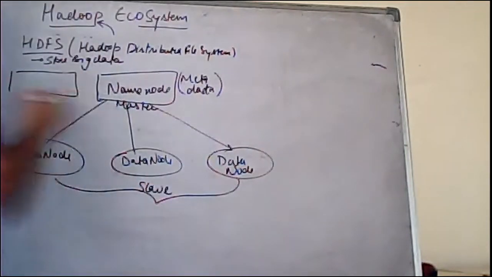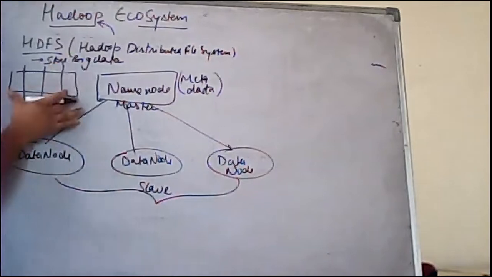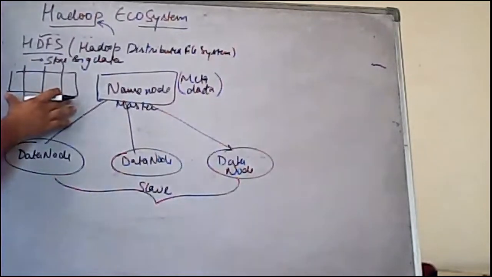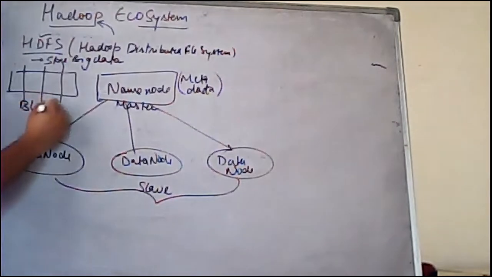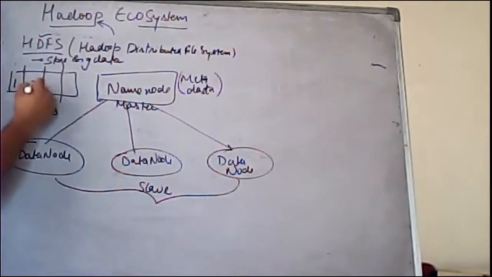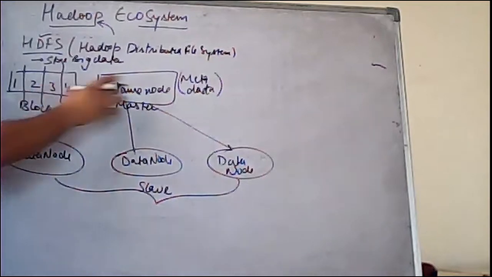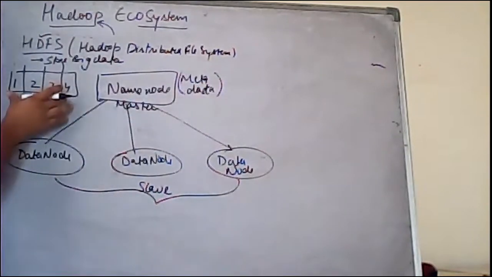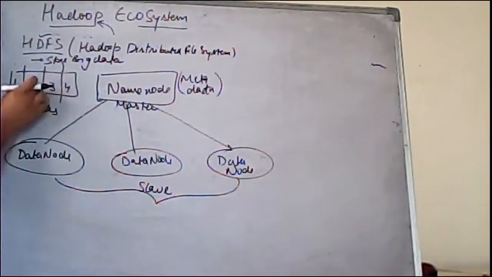If there is any data in the form of a huge packet, that is your big data. And what does HDFS do? It will distribute this data into different blocks. This is your first block, second, third, fourth. The name node is also called metadata because it will keep the record of each and every piece of data that is divided into different blocks.